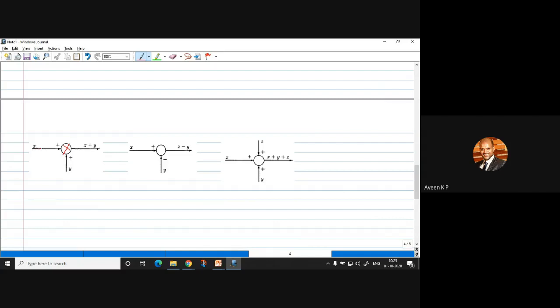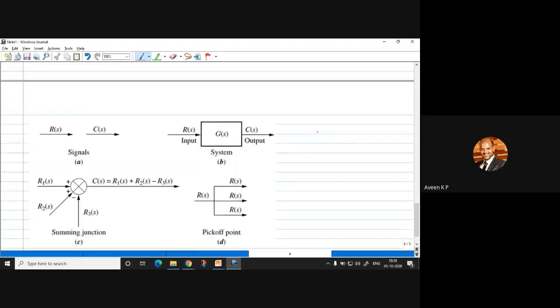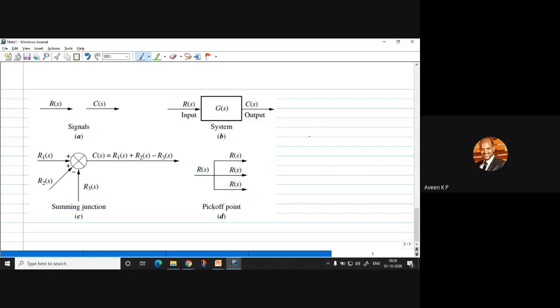If you see here, we have a signal X and signal Y, both are coming towards the summing point and both are positive, and final output will be X plus Y. In similar fashion, we have a positive X signal and negative Y signal, and the output will be X minus Y. And we have X signal, so you can distribute X signal plus Y signal plus Z signal, and final output will be X plus Y plus Z. And this is one more example. These are all the signals will be represented.